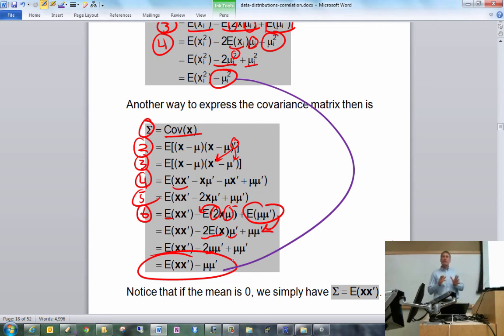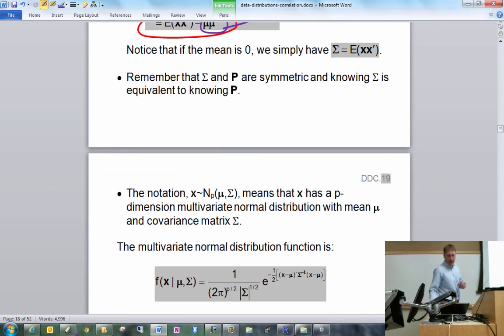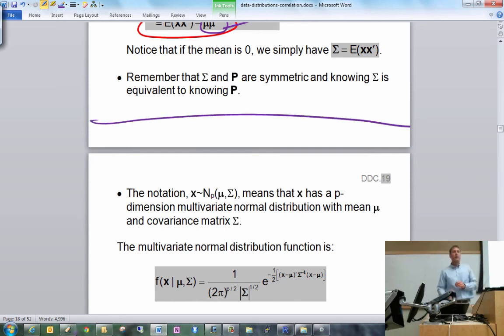Now, there will be many times in this class where we have a mean vector of zero. Maybe we adjust our data so that we would have a mean of zero. So notice what happens if I have a mean vector of zero. That part disappears, and I'm left with just simply the expected value of xx prime as my covariance matrix. This will pop up many times this semester. Okay, so we talked about sigma and rho being symmetric. And that might be a good place to stop, because then we will start talking about the multivariate.